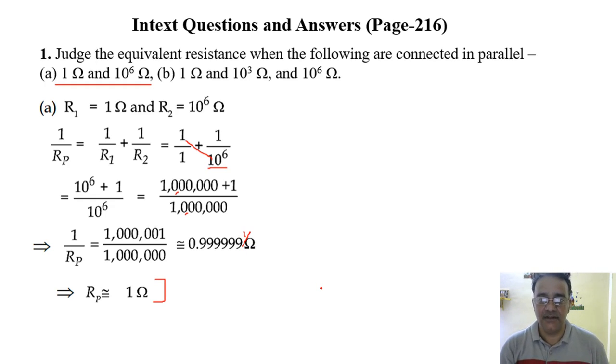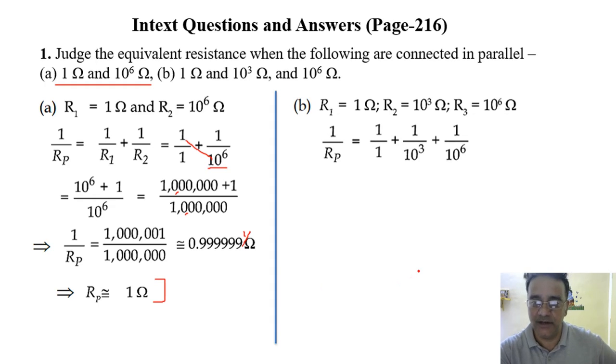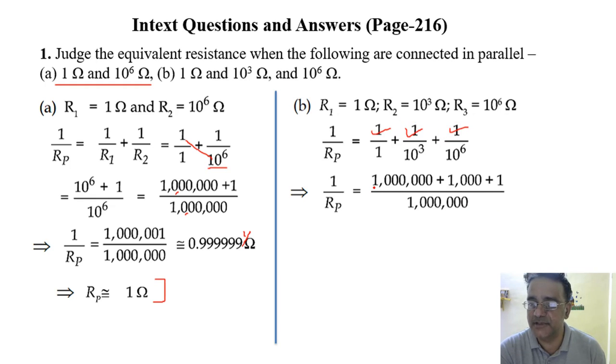Now the second answer: 3 resistances 1, 10 to the power 3 and 10 to the power 6 are connected in parallel, and the equivalent resistance will be 1 upon R1 plus 1 upon R2 plus 1 upon R3. So we'll get 1 upon 1 plus 1 upon 10 to the power 3 plus 1 upon 10 to the power 6. So take LCM. The LCM will be 10 to the power 6. So here 10 to the power 6 will come, here 10 to the power 3 will come, here 1. Okay, 10 to the power 6 means 10 lakhs, and 10 to the power 3 means 1000, plus 1. So we'll get 10 lakh 1001 upon 10 lakh.